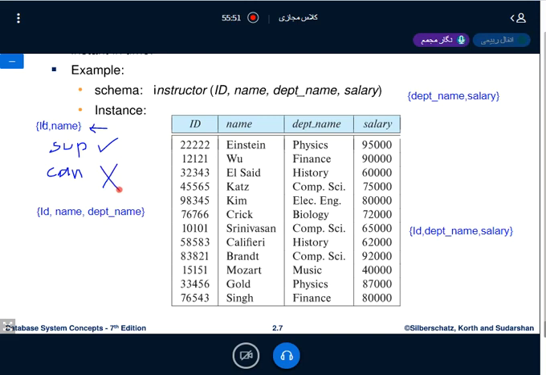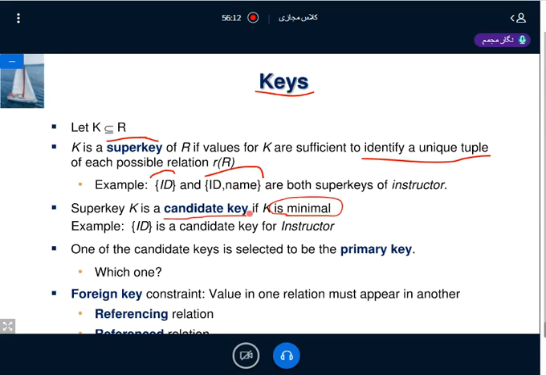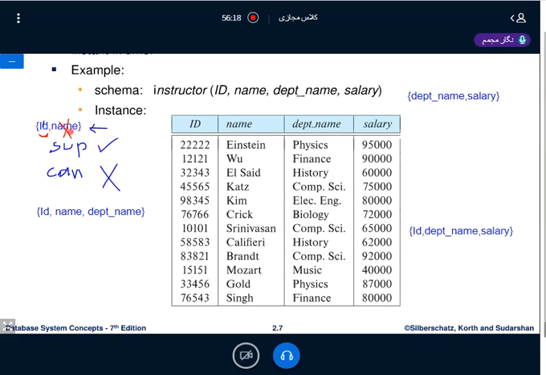No, it's not a candidate key. Why? Because if I omit the name, just with the ID I can find the unique tuple. Then it's not minimal. As you can see, a candidate key is minimal. Then it's not a minimal super key, so it's not a candidate key. It's a super key. Okay, this one, department name and salary: is it a super key or not? Is it a candidate key or not?